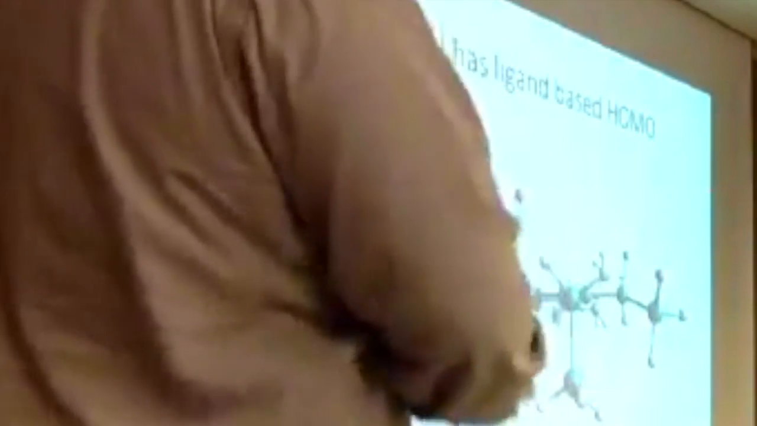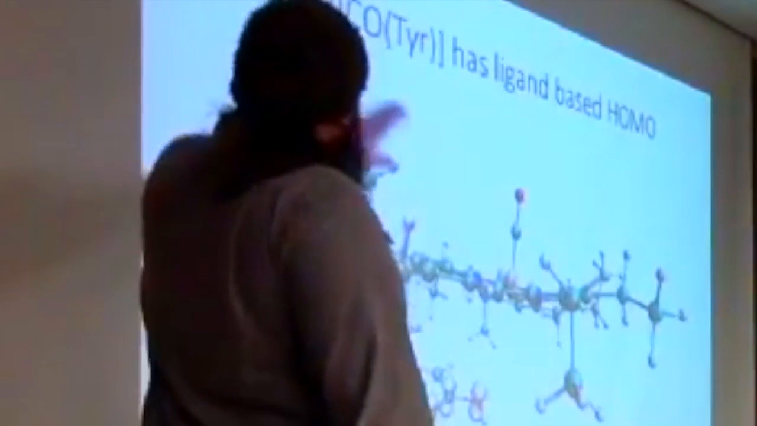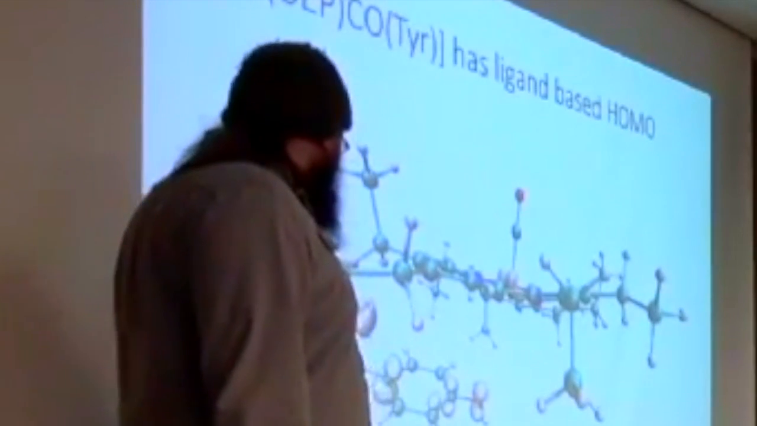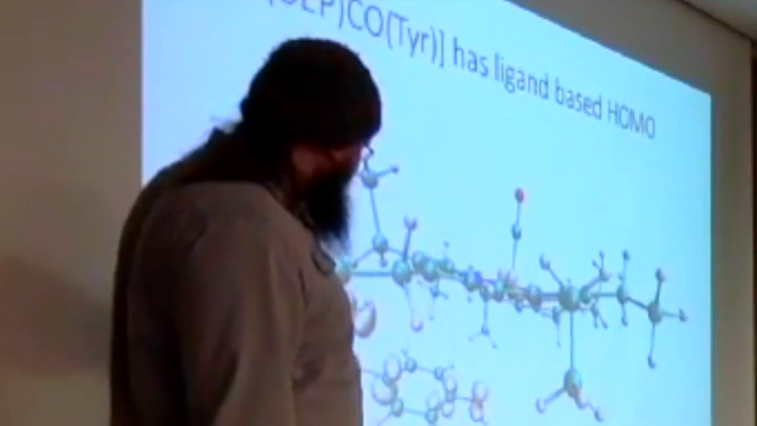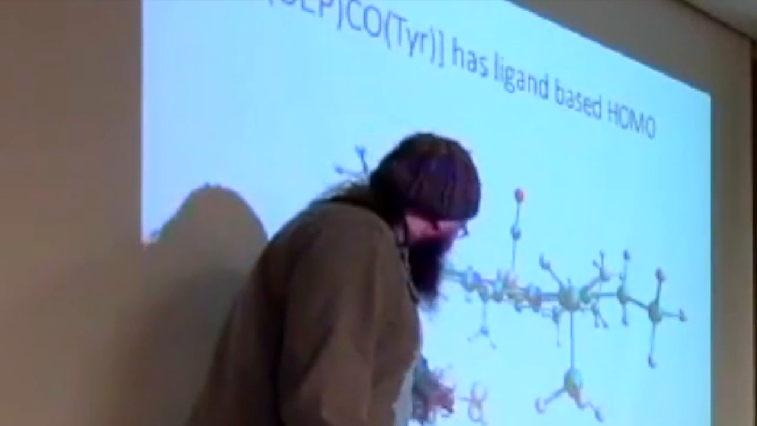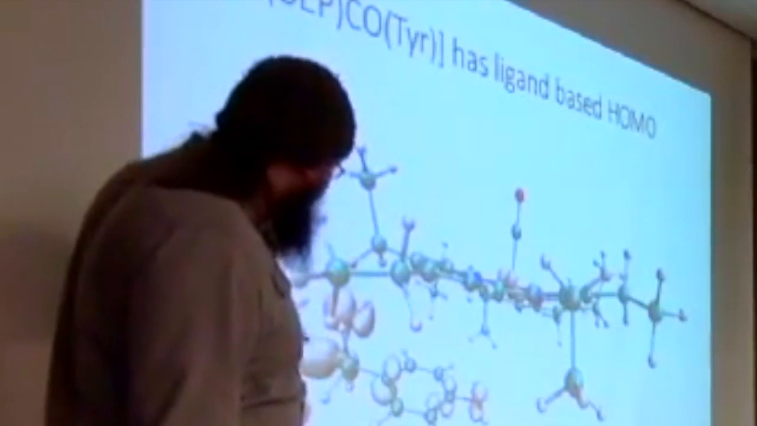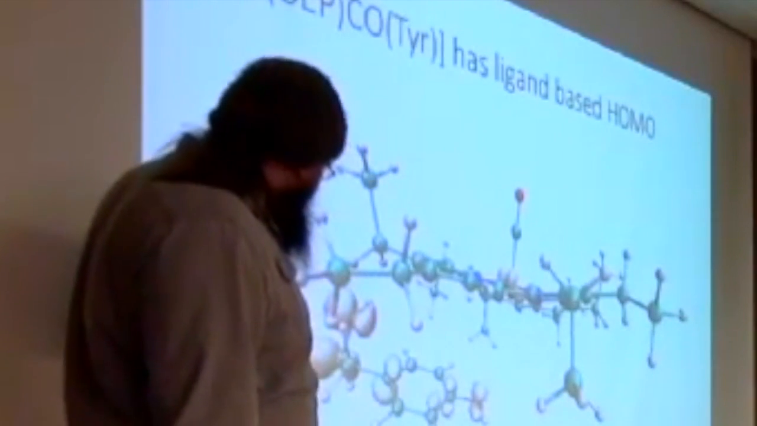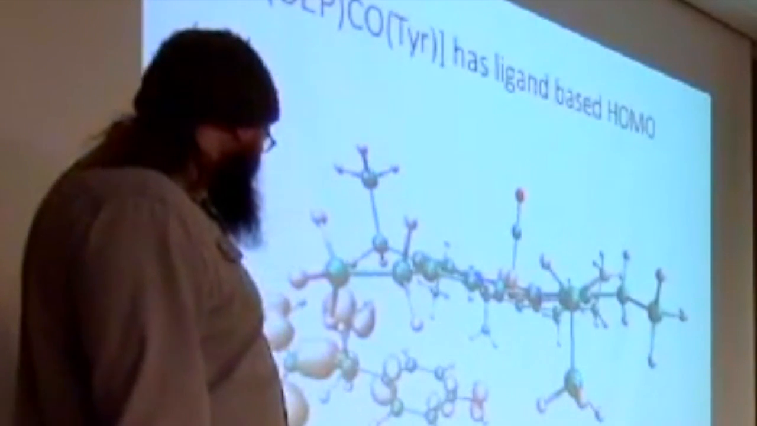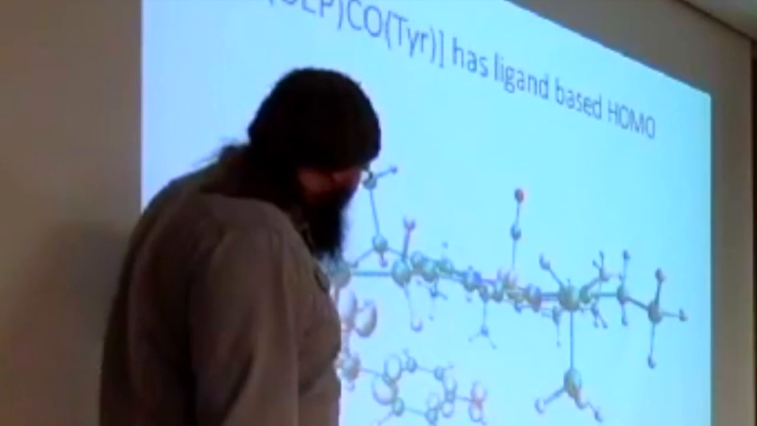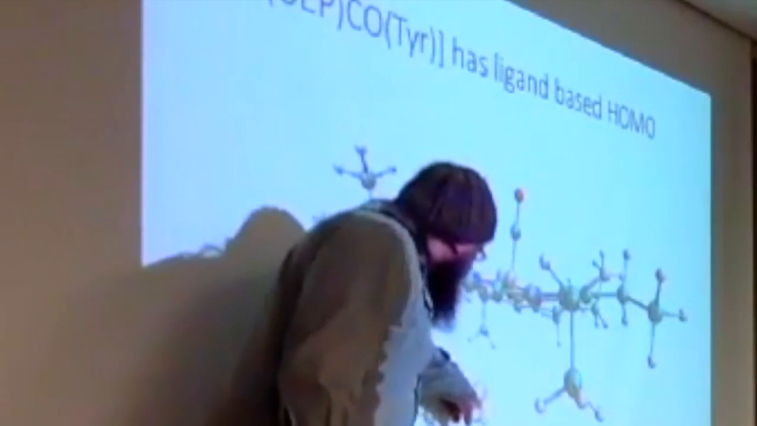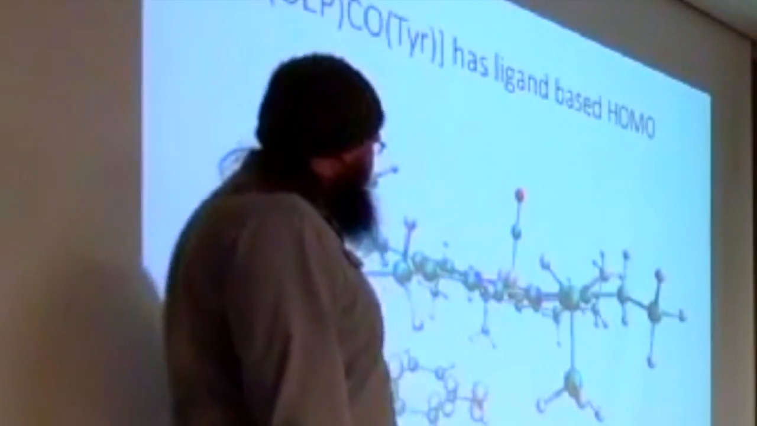And here's where things get really funky. So when I put the tyrosine on, the tyrosine fell off. And so we can see here that most of the electron density is on this tyrosine ligand. So you can see it's coming out here. Here's the carbonyl side. Here's the amino side of the amino acid. Then here's where it should be ligating to the metal.